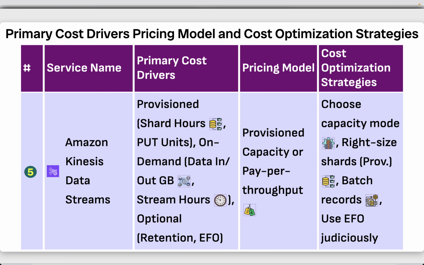Next, Amazon Kinesis Data Streams. So provisioned mode costs are shard hours and PUT units. On-demand costs are data in, data out for every GB, and stream hours. There are optional costs for retention and enhanced fan-out. Pricing is provisioned capacity, or pay per throughput in on-demand mode. Optimized by choosing the right capacity mode, right sizing shards, batching records, and using enhanced fan-out judiciously.